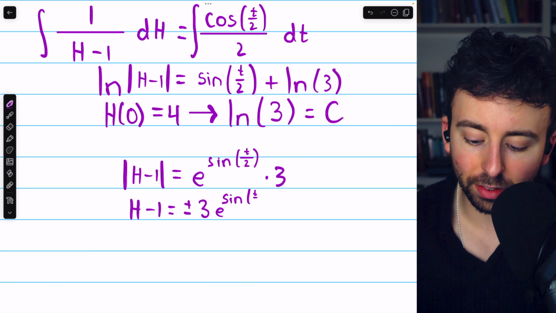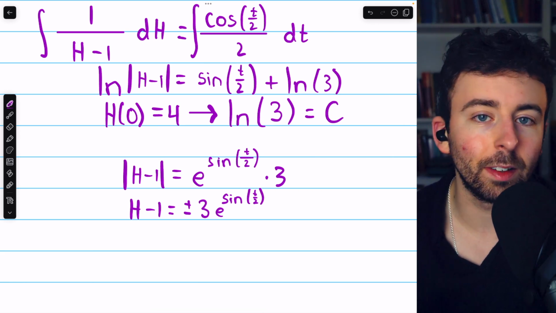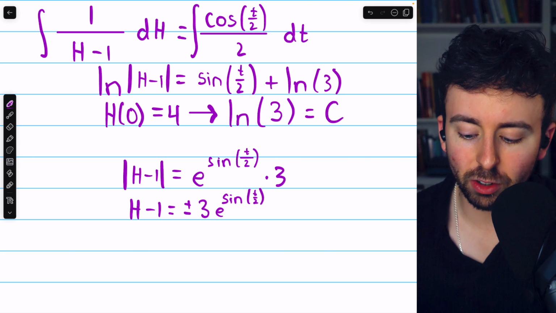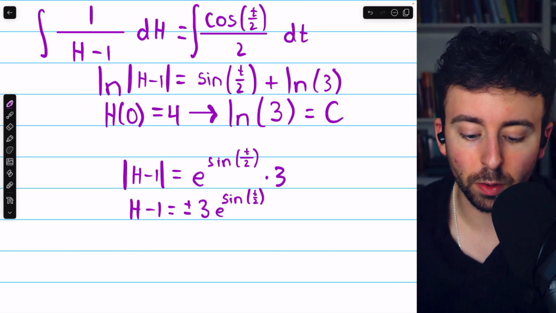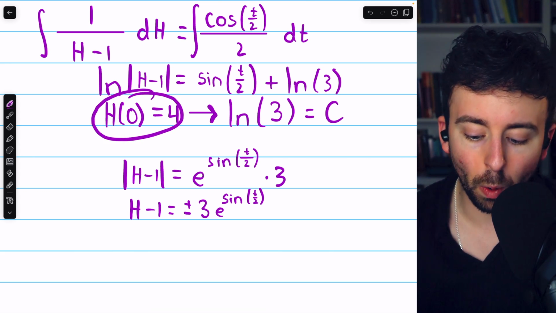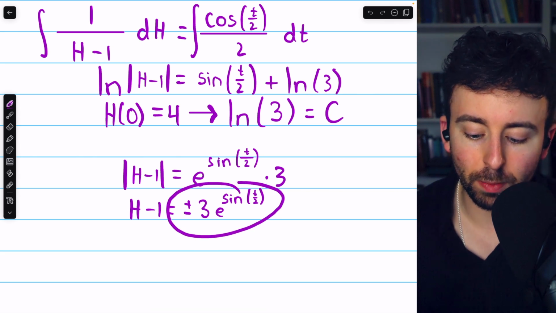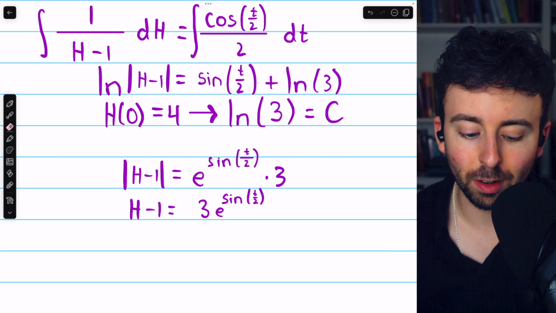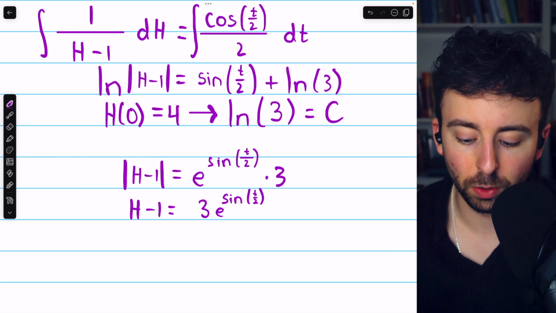So is it the positive solution or is it the negative solution? Plus or minus? Well, we know the initial condition gave us a positive value for h of 0 equals 4. So in fact, this must be the positive solution. It's not plus or minus, it's just plus for this particular solution.